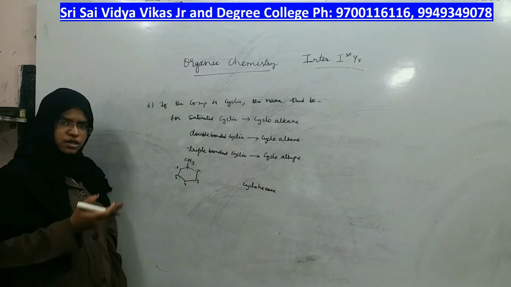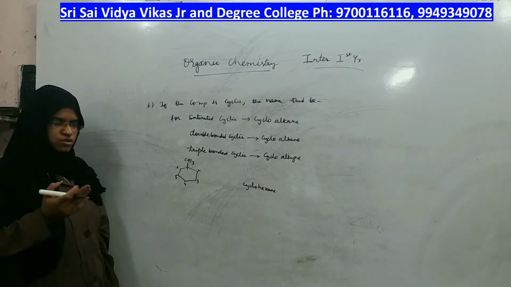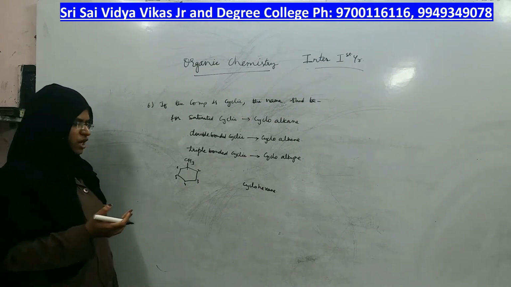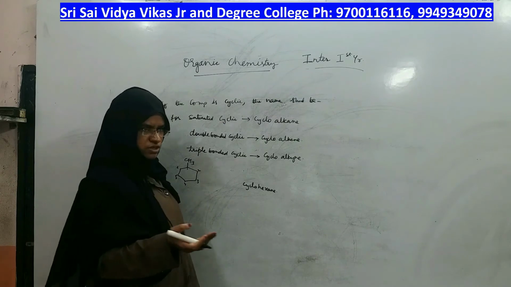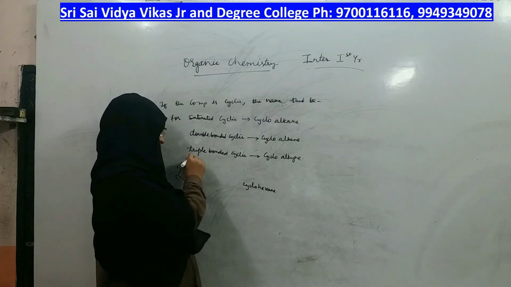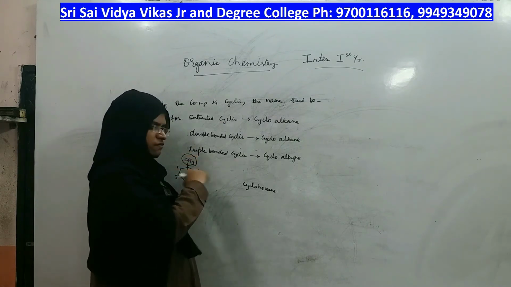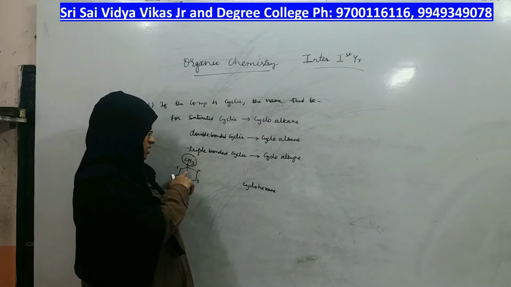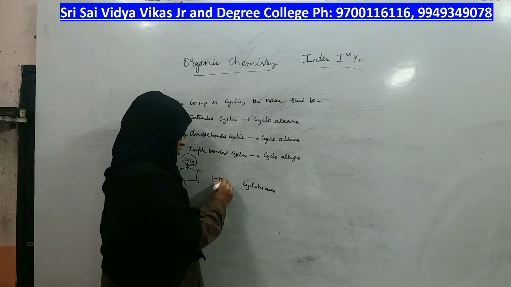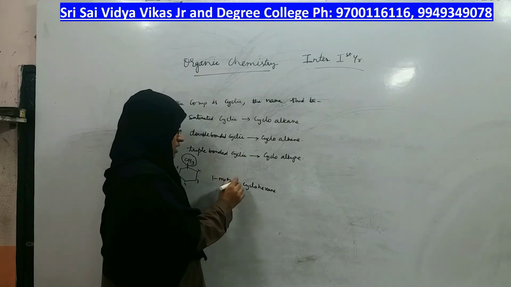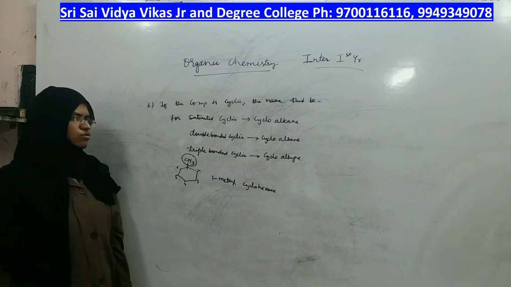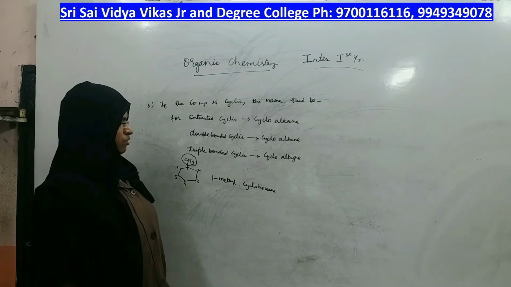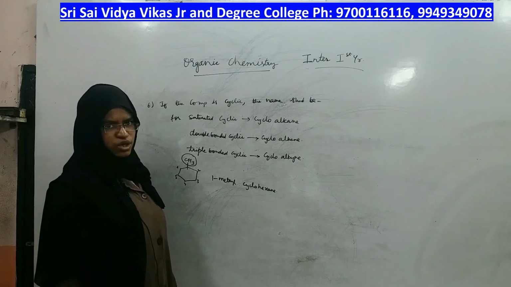Any alcohol, carboxylic acid, aldehyde, ketone, any functional group present in this compound? No. So no suffix will come after cyclohexane because there is no functional group. Then will there be any prefix? Yes, there is a substituent here which will act like a prefix. What is the substituent? Methyl substituent. Where is it present? 1. So what I will do? All the rules are same except that in writing the root word, just add the word cyclo. So the name for this compound becomes 1-methylcyclohexane.